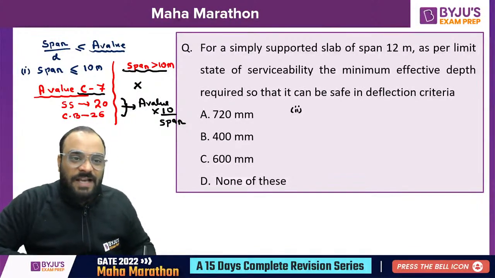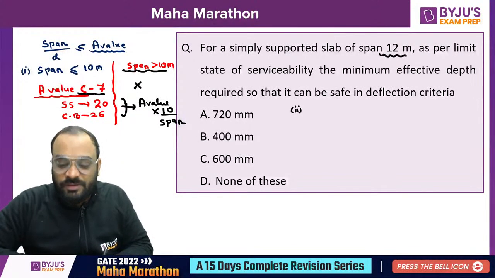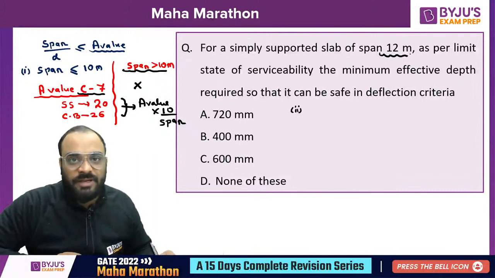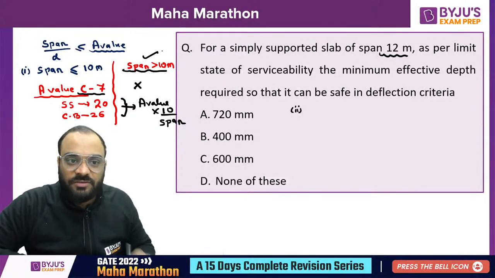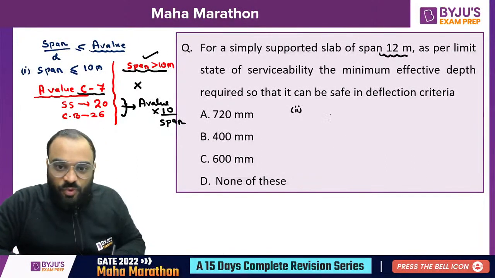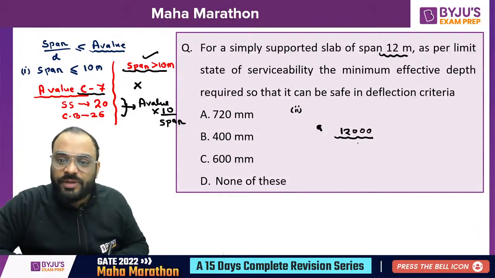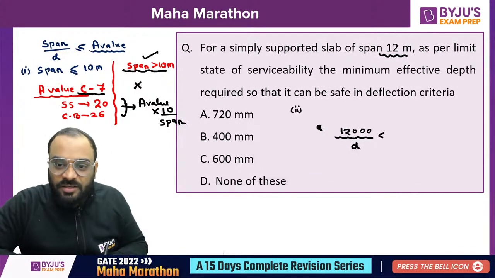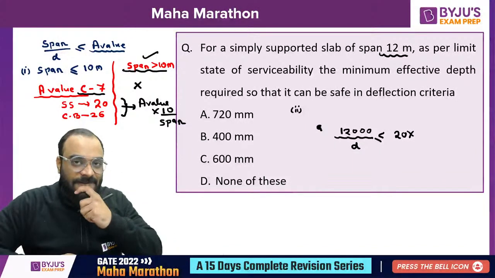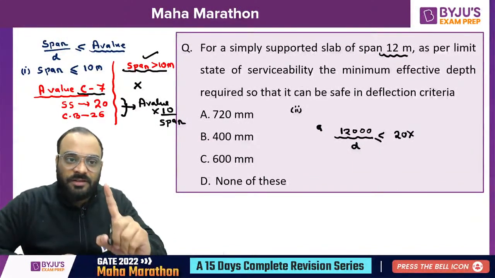Guys, in this case the span is greater than 10 meter, correct? So this is the condition which we have right now. What do we have to write? Span is equal to how much? 12 meter. So I am writing 12 meter in terms of mm: 12,000 mm divided by D should be less than or equal to A value. A value is how much? 20. But it should be modified as per our codal provision.